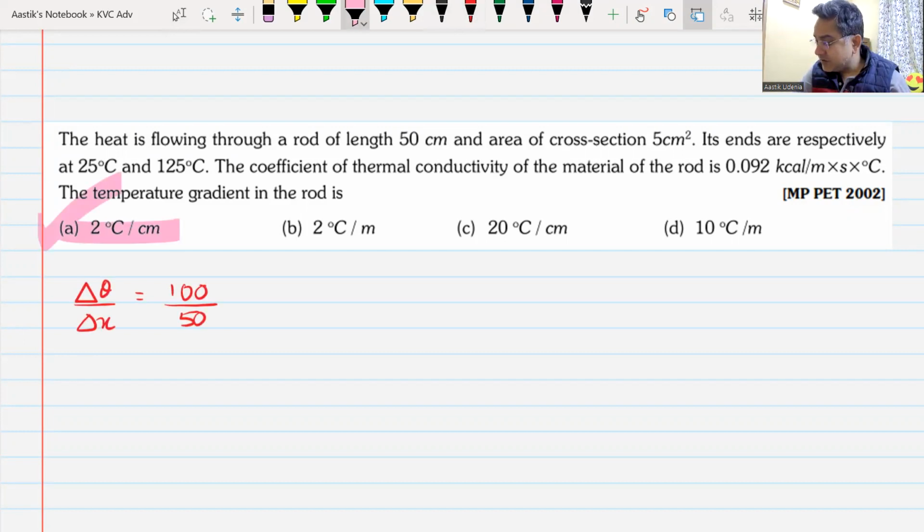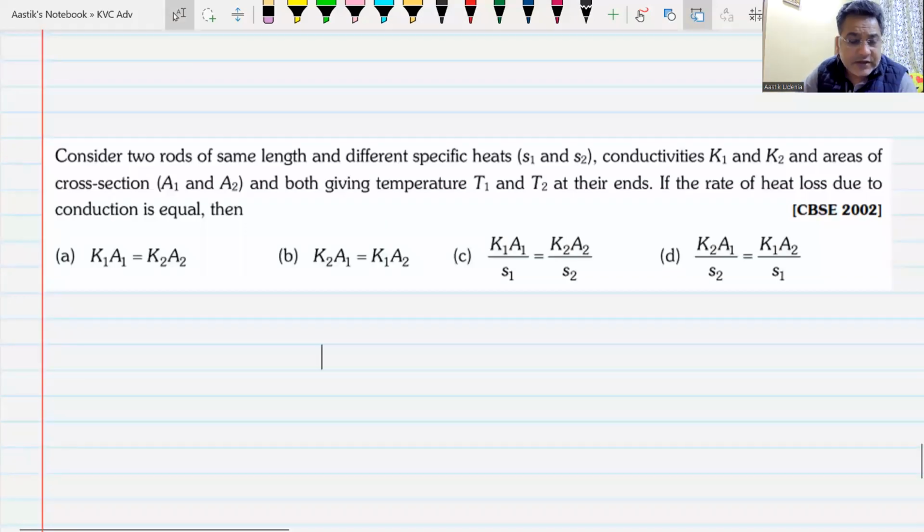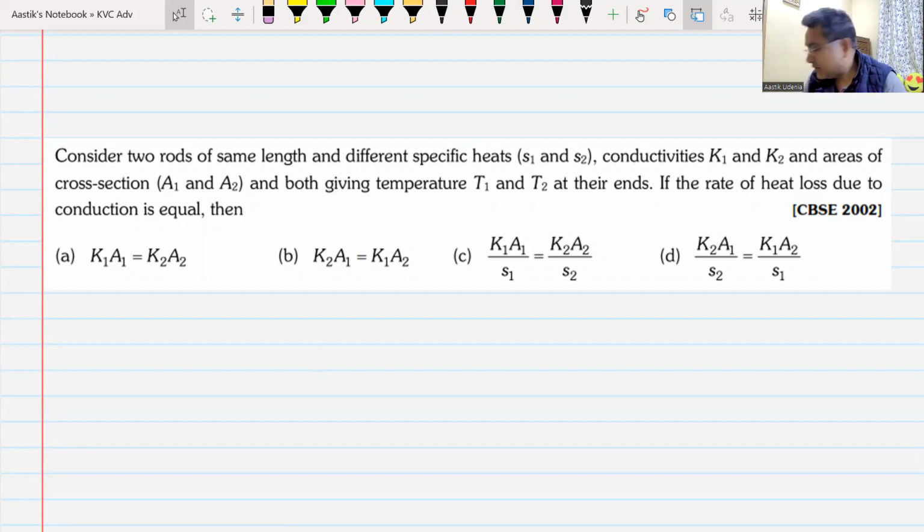The next question comes on your screen now, and I expect a quick answer. Consider two rods of the same length and same specific heat. Conductivity is K1 and K2. Areas of cross section A1 and A2. Both having temperatures T1 and T2 at their ends. The rate of heat loss due to conduction is equal. Then which of the following options is correct? Option A is absolutely correct.